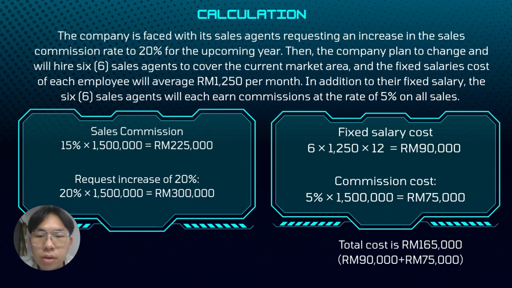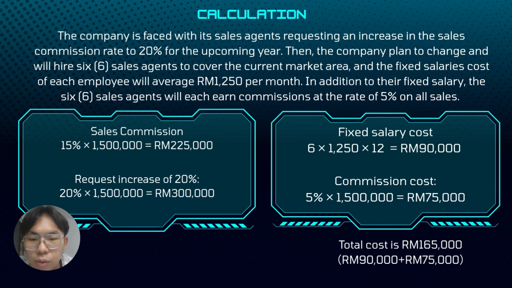And the fixed salary cost of each employee will average 1,250 ringgit Malaysia per month. In addition to their fixed salary, the 6 sales agents will each earn commission at the rate of 5% on all sales. So first of all, we calculate the sales commission and the requested increase of 20%.